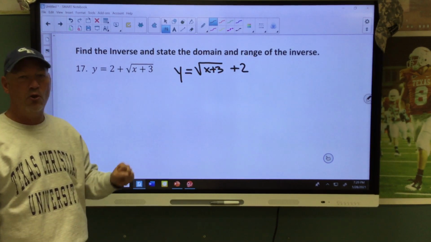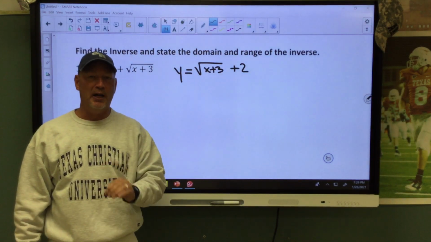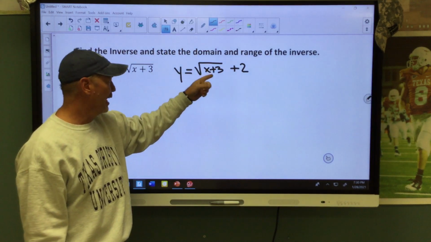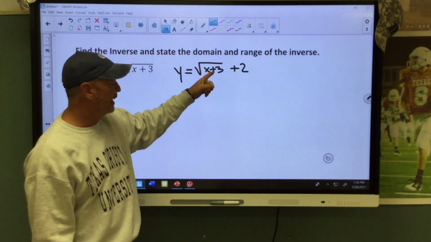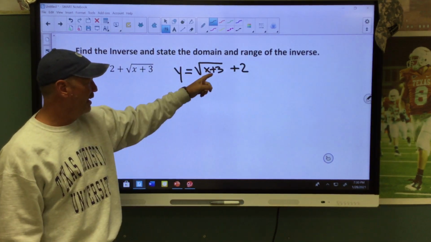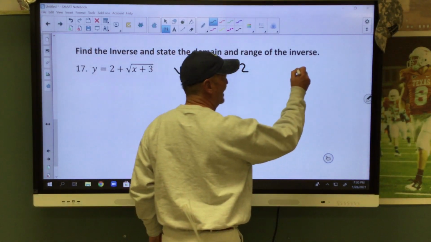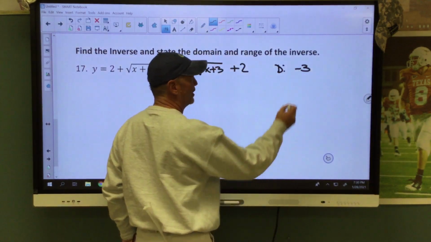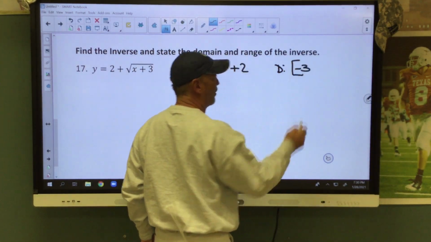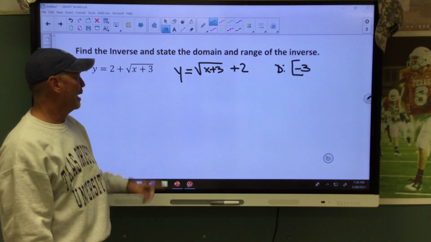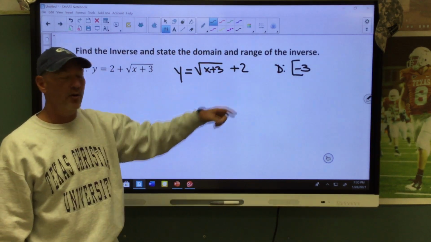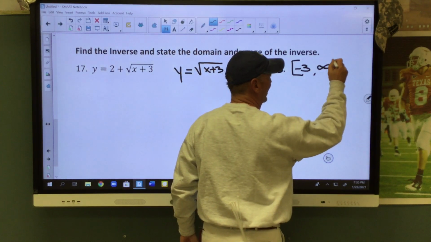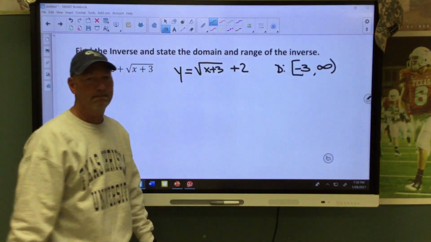Now, to find my domain, what we have told you to find your domain, you need to look underneath your radical, or inside the radical, and remember, we're thinking the opposite. So when we think the opposite, my number is going to be a -3. So for my domain, my number is -3, and we're going to give that a hard bracket. Now my graph is going to go to the right forever, so we're going to say comma, and we're going to say positive infinity. There is my domain.